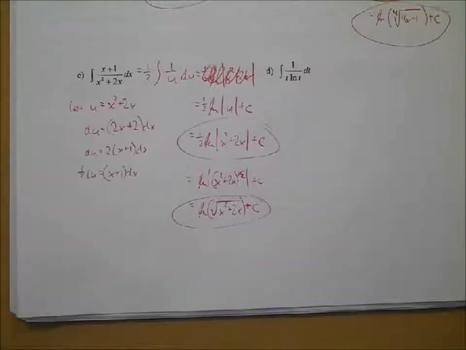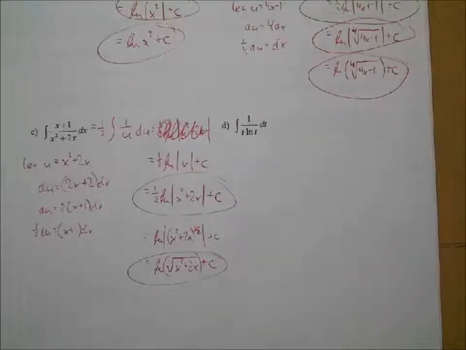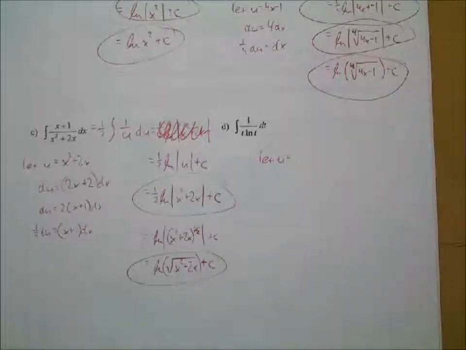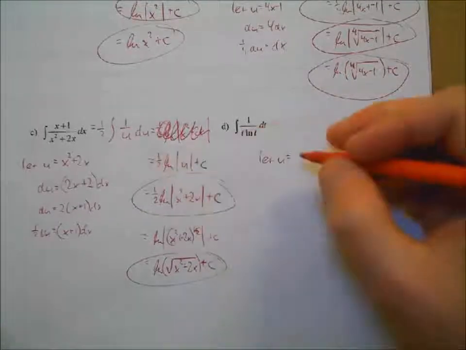Okay. All right. Letter D: 1 over t times the natural log of t. So, probably u-substitution. What should u equal? Okay. If u equals t.